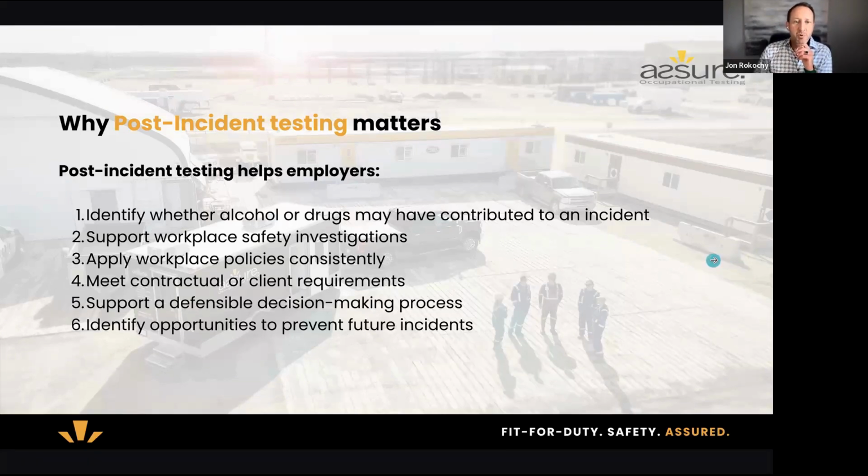Number 5 is going to help you support a defensible decision-making process and identify opportunities to prevent future incidents. So if substance use was a factor, and if you've got an employee that was consuming substances that led to the incident, you want to know and you need to know this information as an employer so that you can mitigate risk in the future, so that you can get that employee the proper support they need.